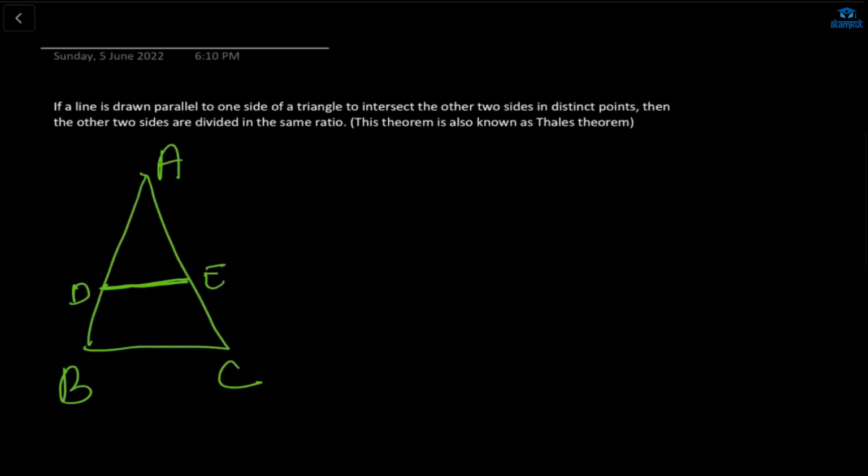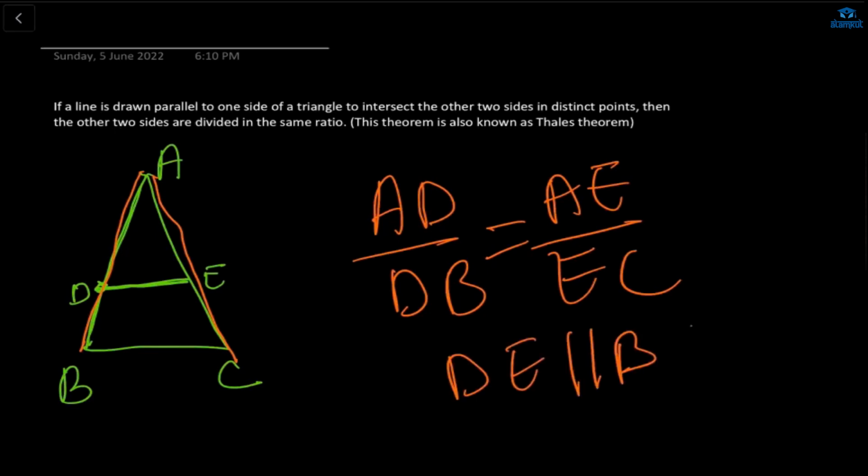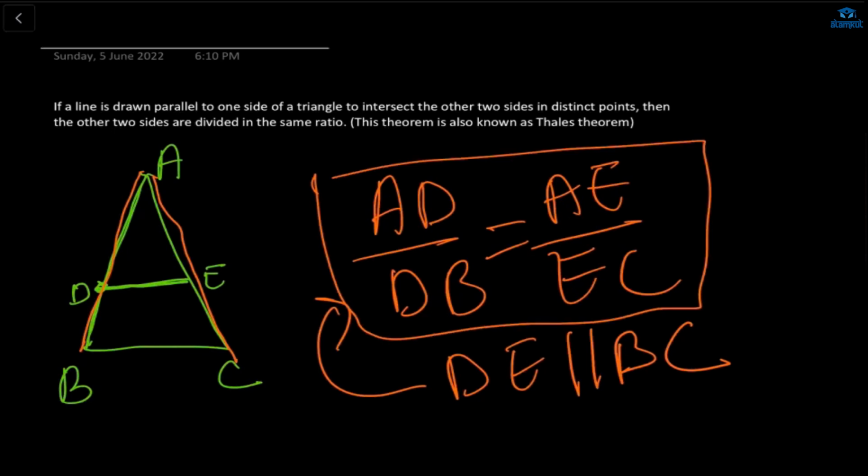If a line is drawn parallel to one side of a triangle to intersect the other two sides in distinct points, now this DE at point D is intersecting the line AB, and at point E it is intersecting the line AC, in such a way that the other two sides are divided in the same ratio. That means AD by DB is equal to AE by EC. Understood? That means if DE is parallel to BC, then this condition is true. This is the BPT theorem, or you can say Thales theorem.